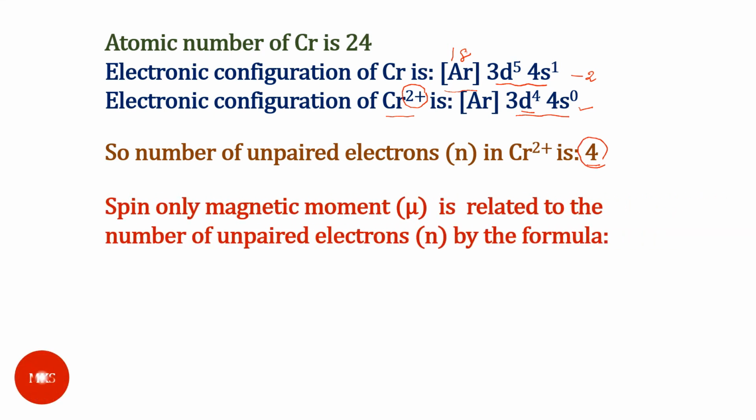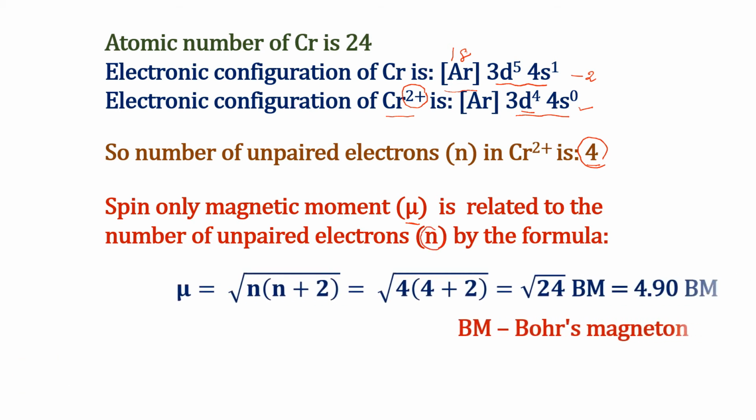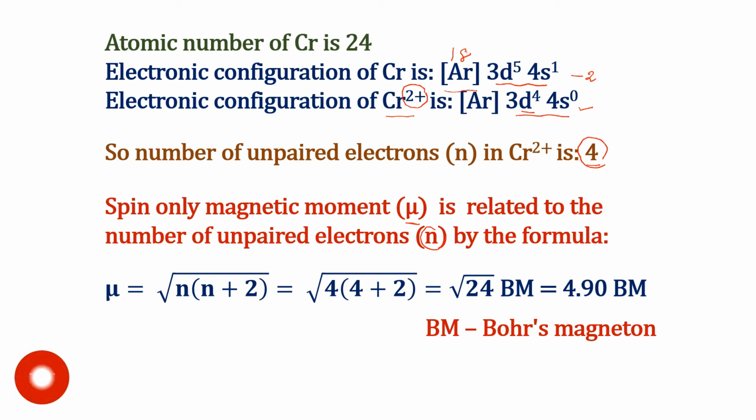Now the spin-only magnetic moment mu is related to the number of unpaired electrons n by the formula mu equals square root of n into n plus 2, where mu is the spin-only magnetic moment and n is the number of unpaired electrons. So if you solve this, you get square root of 24 BM, which is nothing but 4.90 BM. BM means Bohr magneton. That is a unit. So the answer is 4.90 BM.